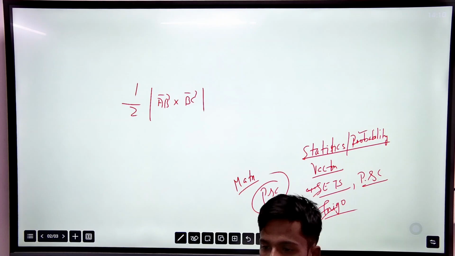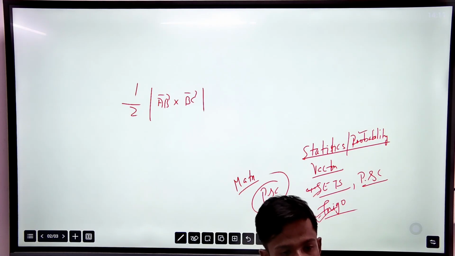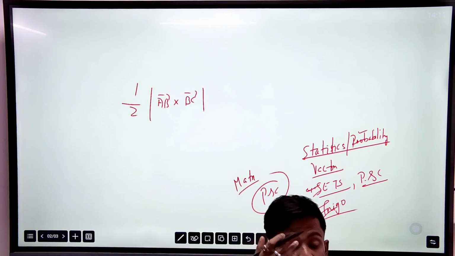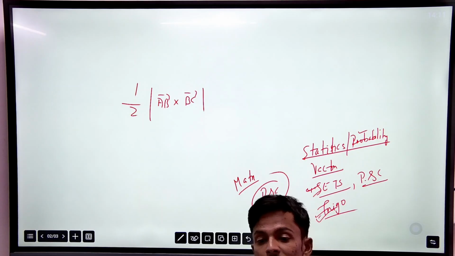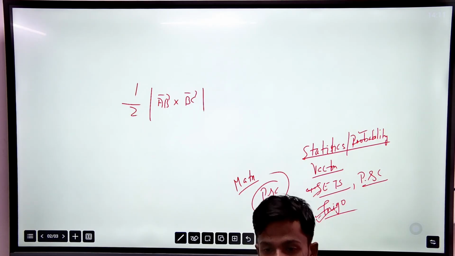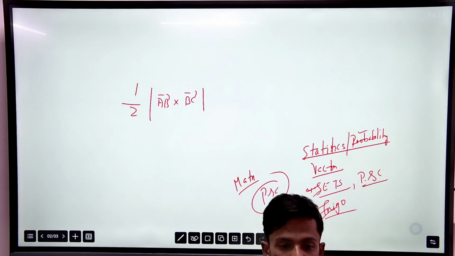If you observe the PYQs of last year and the year before, the questions are coming from l square plus m square plus n square. Right? Now again, when you talk about the direction ratios, we have to imagine three arbitrary values a, b and c which are proportional to the direction cosines.